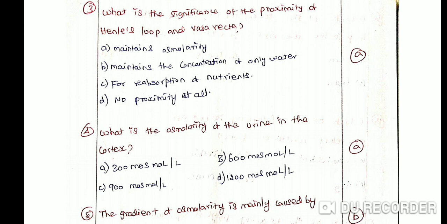The proximity between the Henle's loop and vasa recta, as well as the counter current in them, help in maintaining and increasing osmolarity towards the inner medullary interstitium.